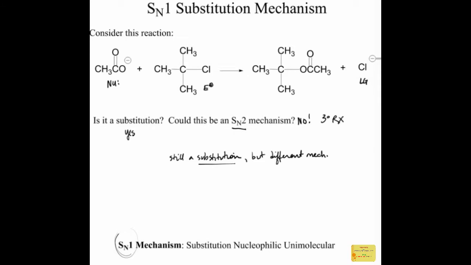I think I just remembered I forgot to define the SN2. The S is substitution and N is nucleophilic, just like the S and the N in the SN2. We have a nucleophilic substitution reaction, but in this case it's unimolecular. The SN2 is bimolecular. The SN1 is going to be unimolecular. Let's see what that looks like.